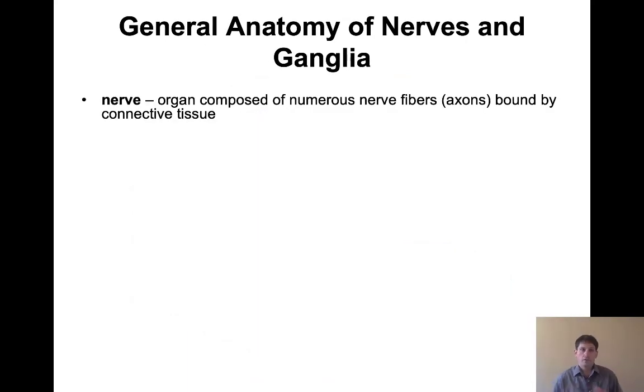So let's just go over those terms and put some definitions to them. So our nerve, remember, is an organ. Our nerves are made up of different nerve fibers, and they're bound together by connective tissue.